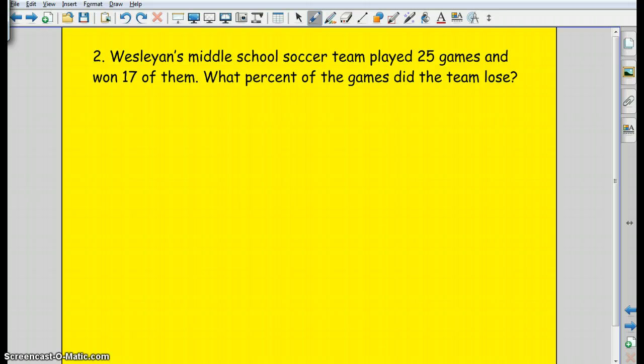Wesleyan's middle school soccer team played 25 games and won 17 of them. What percent of the games did the team lose? Again, ask yourself, are we trying to find the part? Are we trying to find the whole? Or are we trying to find the percent? Very easily, it tells you right here what you're doing. It says, what percent of the games did the team lose? So again, we set up our proportion right here. Percent would be x, always out of 100. And so we want to find what percent did they lose.